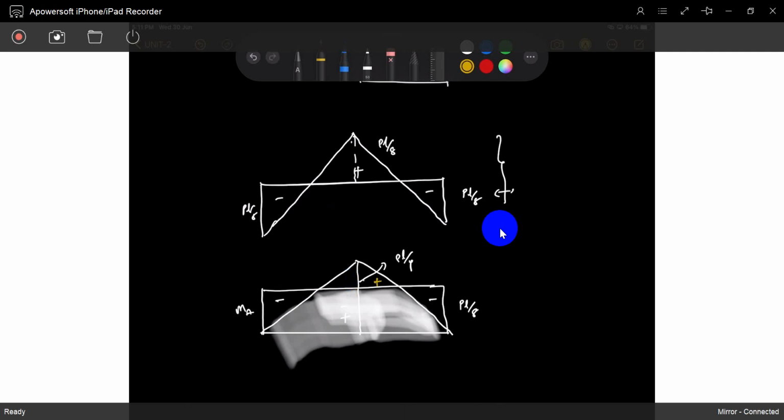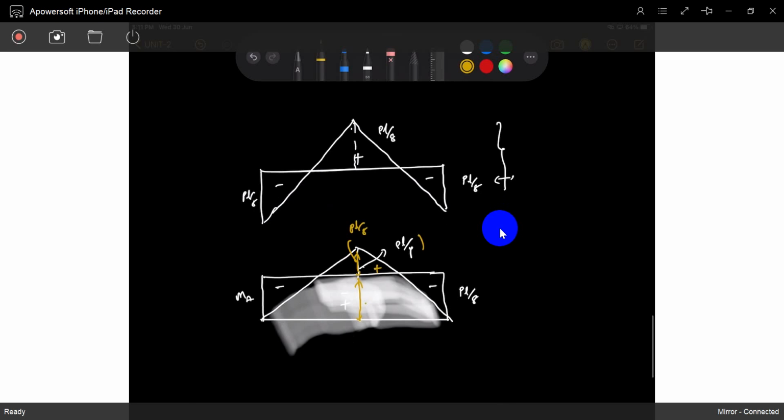Sir, what is the value? You already know the total length is PL by 4, so this value is PL by 8 and this value is PL by 8. So you can represent it. Otherwise, just observe keenly. This is negative PL by 8, so this positive is PL by 8.